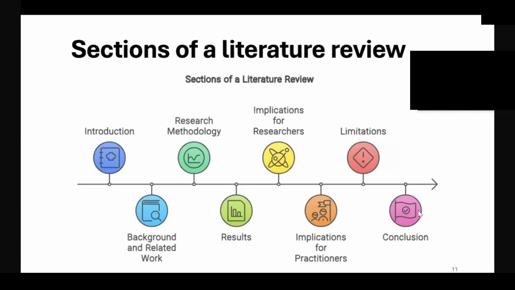Now, when we look at it from the research paper perspective, what a literature review looks like when we publish it, it has these different parts. It starts with an introduction. Then we have the background and related work. It's important to note that in the related work section, we mention other literature reviews that are relevant to our literature review. At that time, we try to position the novelty of our literature review, that is, how our literature review is new compared to existing literature reviews in that field of study.